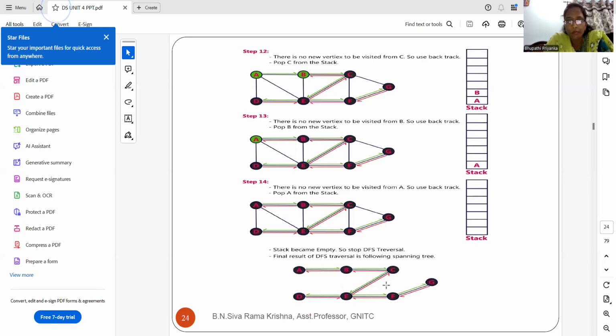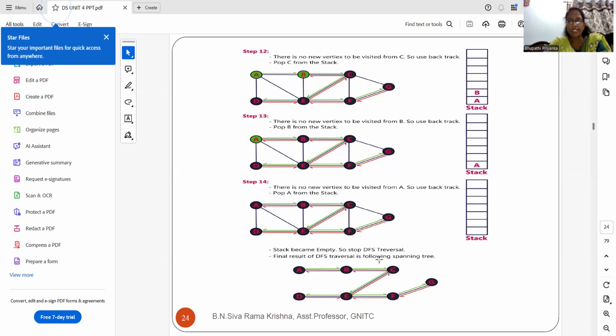Next, there is no new vertex to be visited from C. So use backtracking and we will pop C from the stack. Next, there is no new vertex to be visited from B. So we use backtracking. Then we'll pop B from the stack. Next, there is no new vertex to be visited from A. So we use backtracking. Pop A from the stack. Now the stack is empty. Here we'll stop traversal. So DFS traversal will stop.